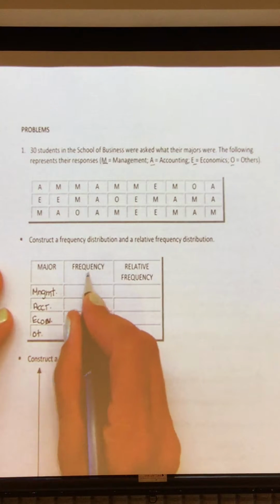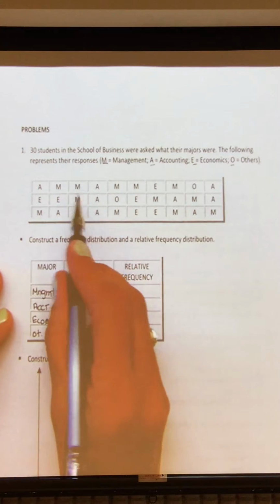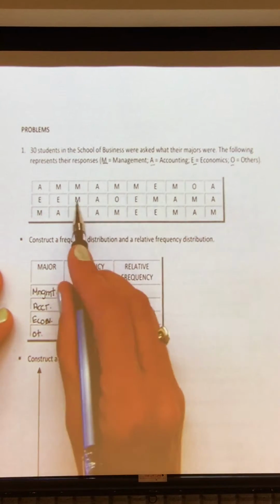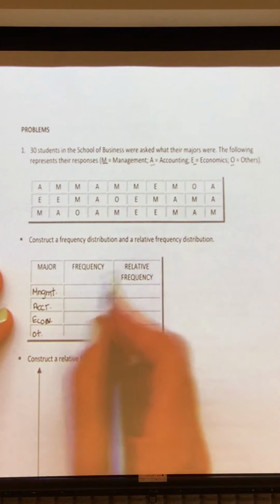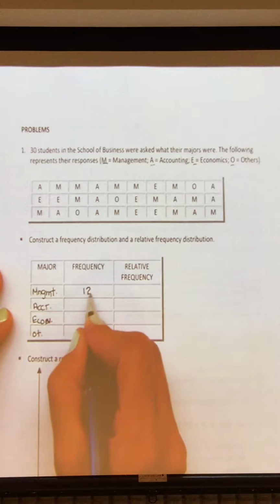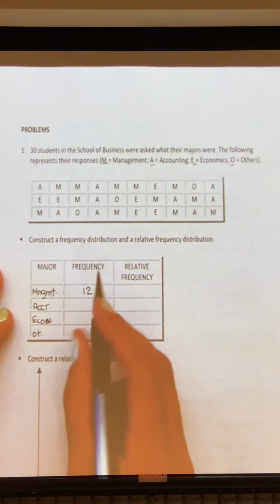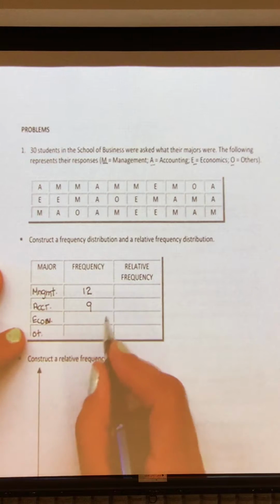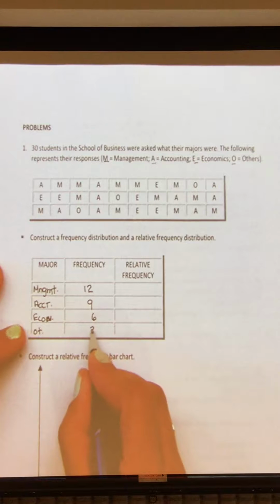So now the frequency of management, let us see how many times management shows up in the table. You have 1, 2, 3, 4, 5, 6, 7, 8, 9, 10, 11, 12. So the frequency for management is 12. Accounting, counting how many accountings there are, you have 9 accountings. Economics, you have 6 majors that are economics, and other, you have 3.